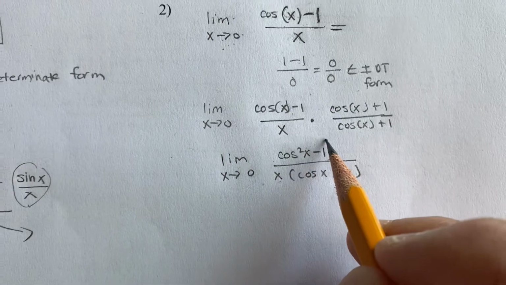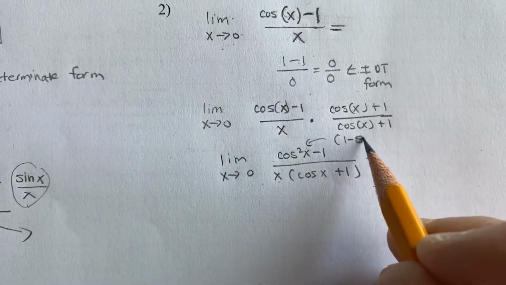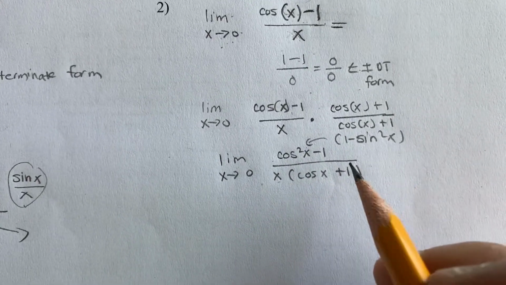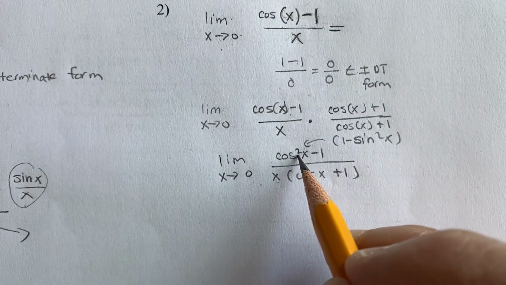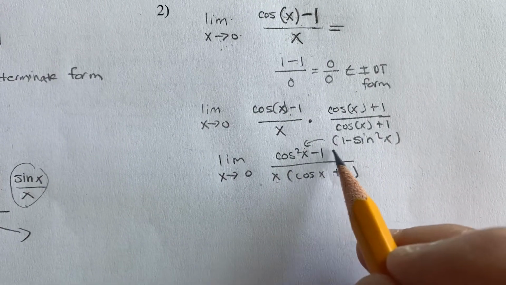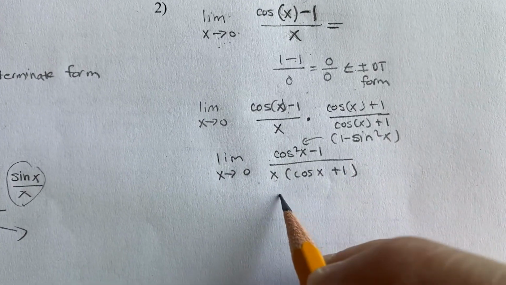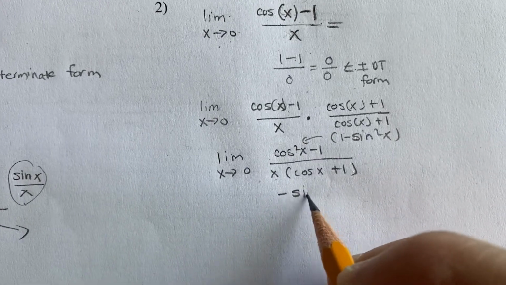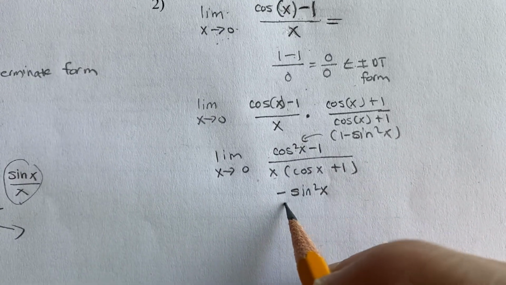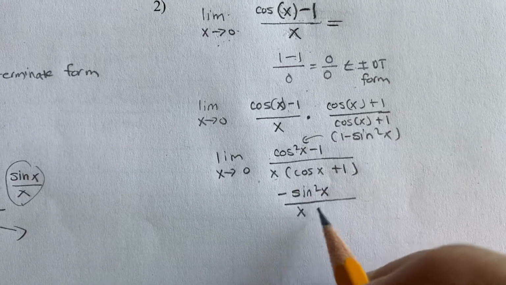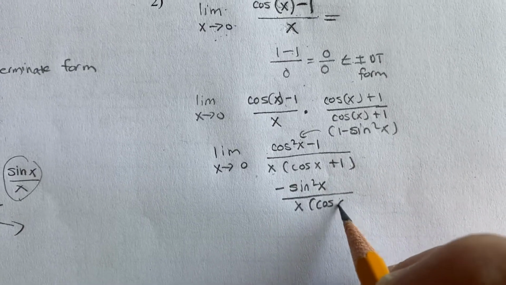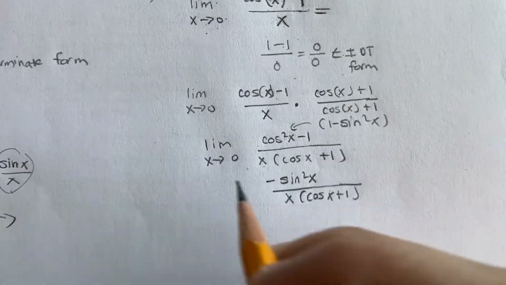Cosine squared x, we know, is just 1 minus sine squared x. And if you plug in 1 minus sine squared x, these 1's are going to cancel out, and you're left with a negative sine squared x. So that's just using a trig Pythagorean identity substitution.